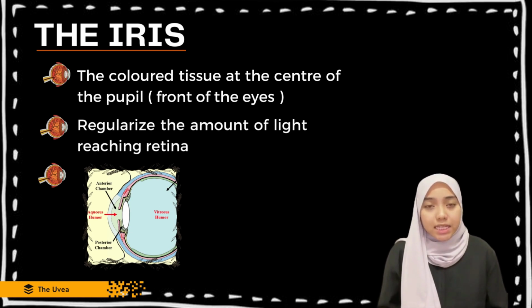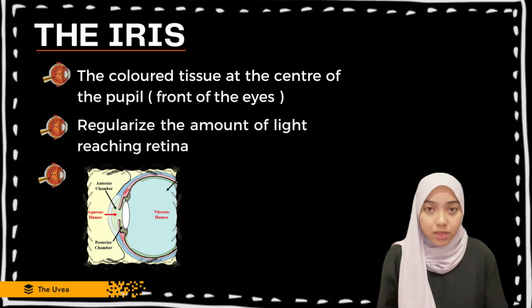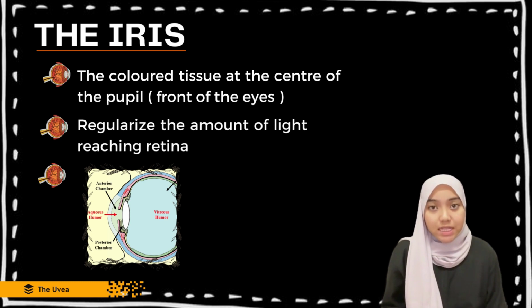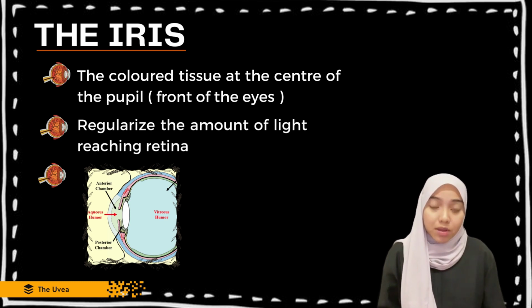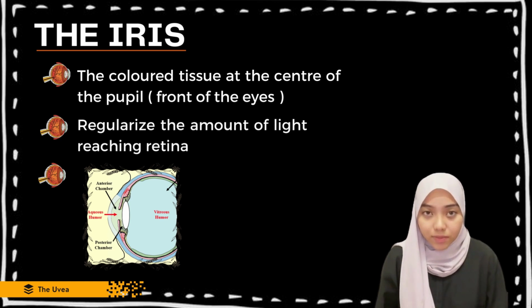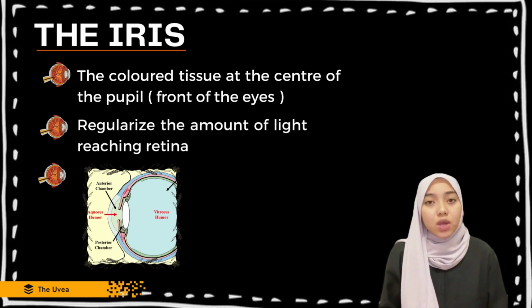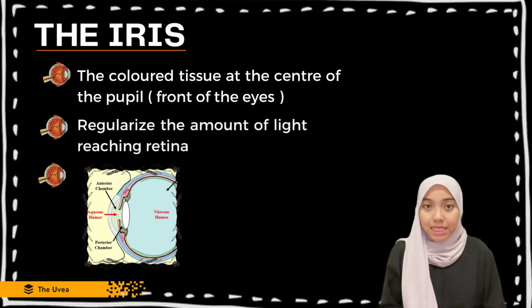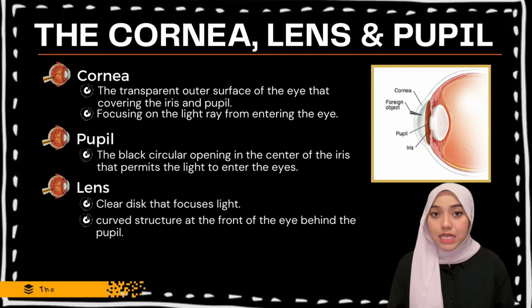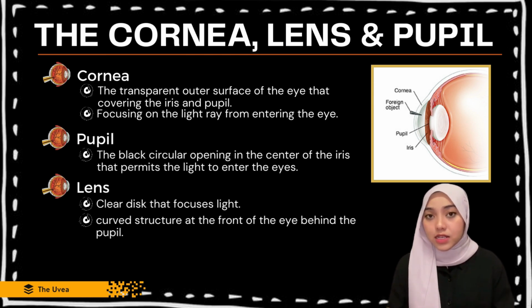The iris. The iris is the colored tissue at the center of the eye around the pupil, which can be seen in front of the eyes. Its function is to regulate the amount of light reaching the retina. Under the iris, we can divide into two, the anterior and posterior chambers, which have been discussed in detail by AISYAH ALYA before. The cornea is the transparent outer surface of the eye that covers the iris and pupil.